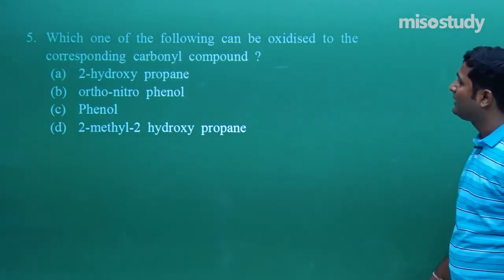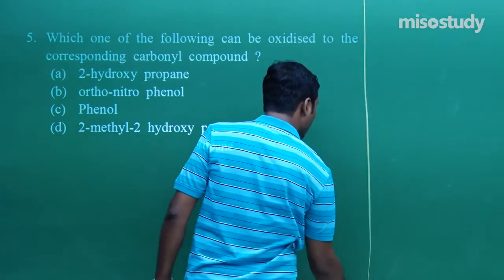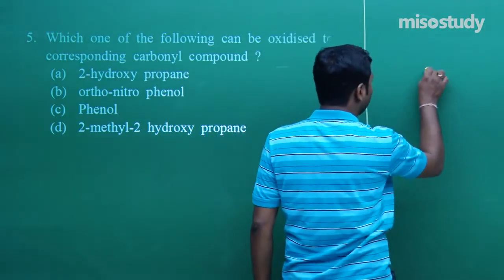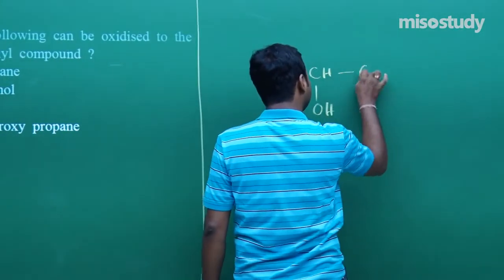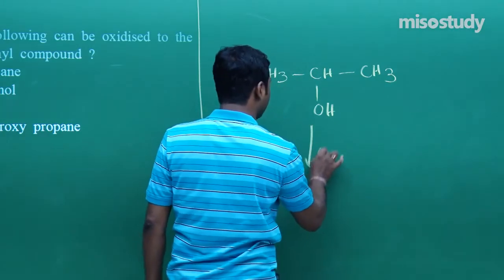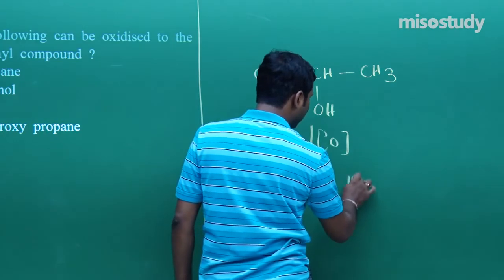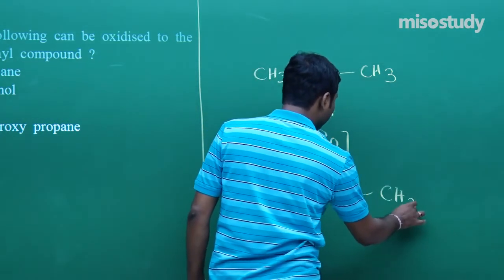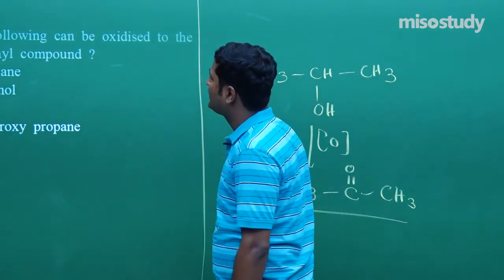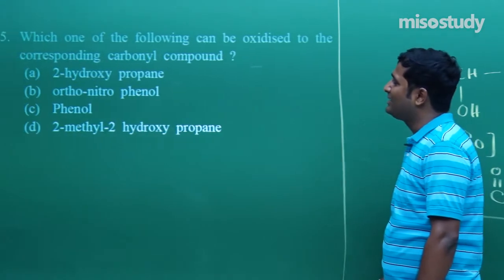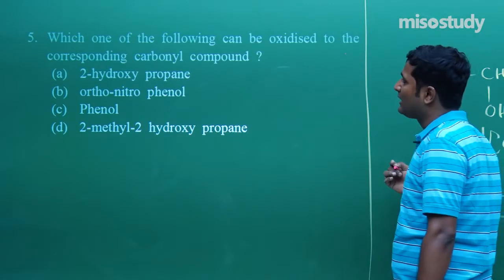Which one of the following can be oxidized to the corresponding carbonyl compound? 2-hydroxypropane, that is CH3CHOHCH3. What happens when oxidation takes place? As we know, oxidation gives you a ketone, CH3COCH3, and this is a carbonyl compound. So which one of the following can be oxidized to the corresponding carbonyl compound?